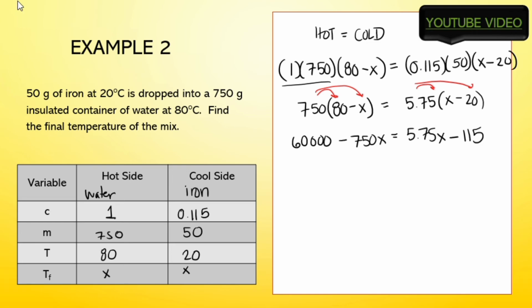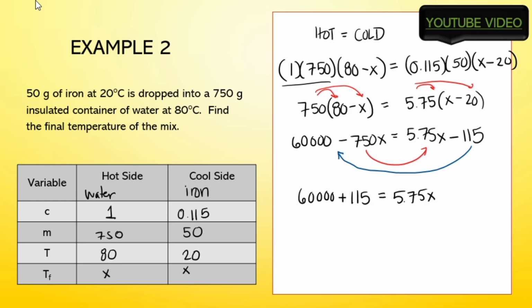Okay, so what now? Now we move stuff around. I'm going to send this 750 over here. I'm going to send the 115 over to the left side, and remembering that will change the sign. So the 60,000 was already on the left side, but now instead of subtracting, I'm going to add 115. The 5.75x was already on the right side, but now I'm going to add 750x.